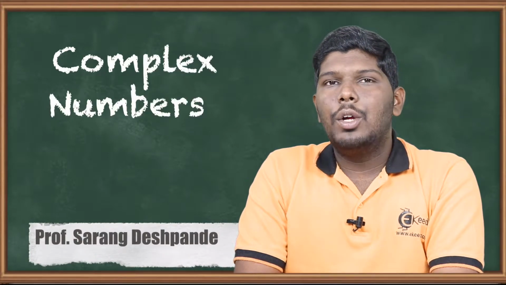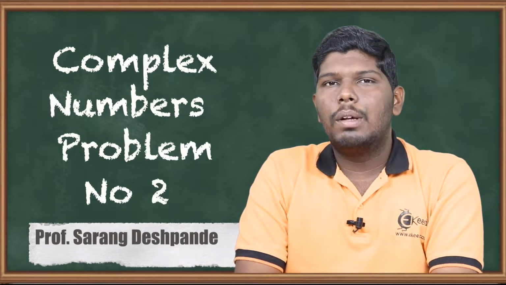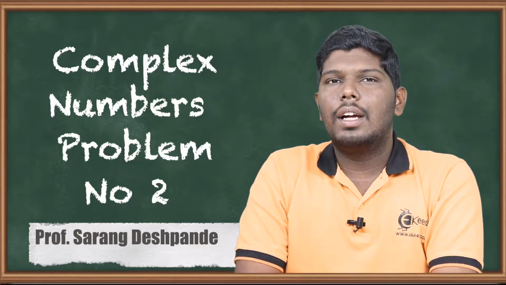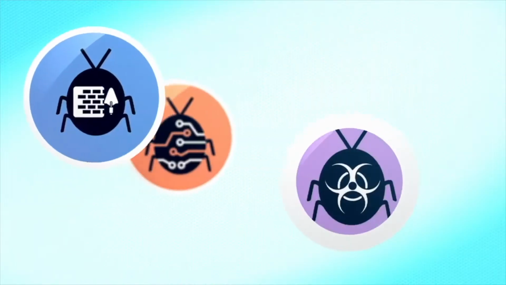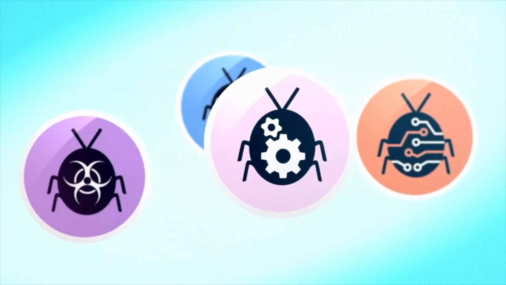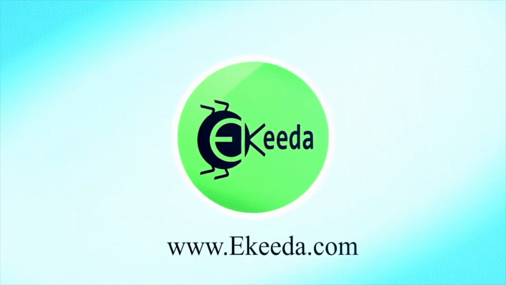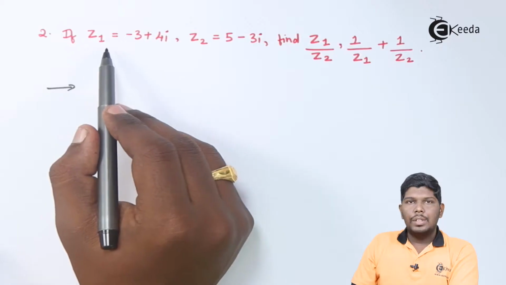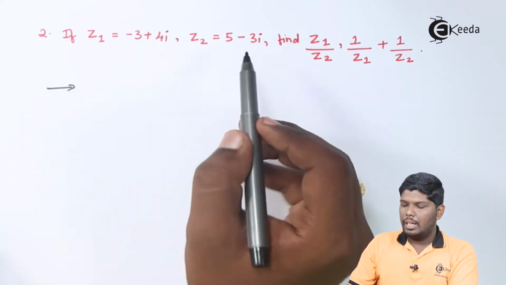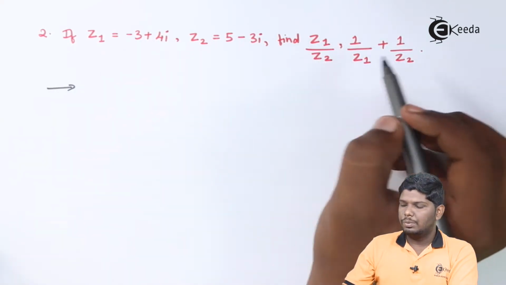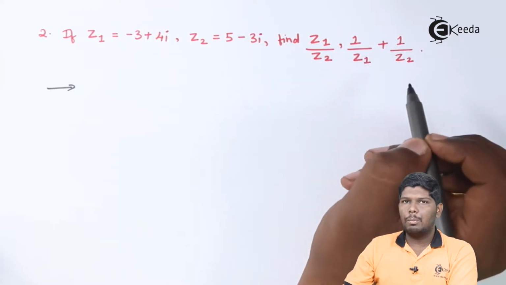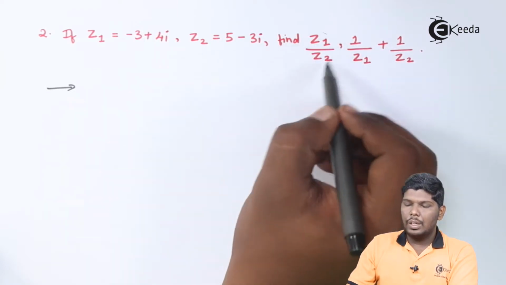Hello friends, in this video we are going to continue a few problems on complex numbers. Let us start with problem number 2. If z1 is equal to minus 3 plus 4i and z2 is equal to 5 minus 3i, find z1 upon z2 and 1 upon z1 plus 1 upon z2. Let us start with the first problem.